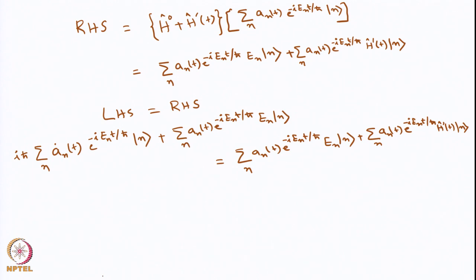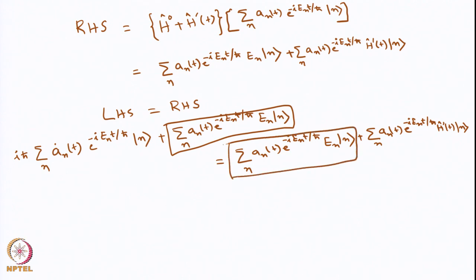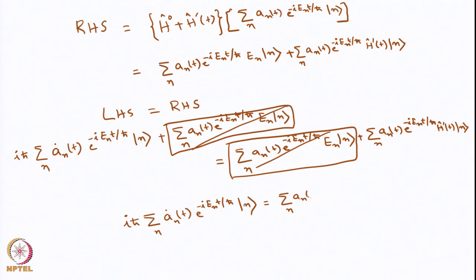Okay. Now, we will see that the second term of the LHS is equal to the first term of the RHS. So, we can cancel these two. What we end up with in this case is iħ Σ_n ȧ_n(t) e^(-iE_n t/ħ) ψ_n = Σ_n a_n(t) e^(-iE_n t/ħ) H'(t) ψ_n. So, this is what you get.